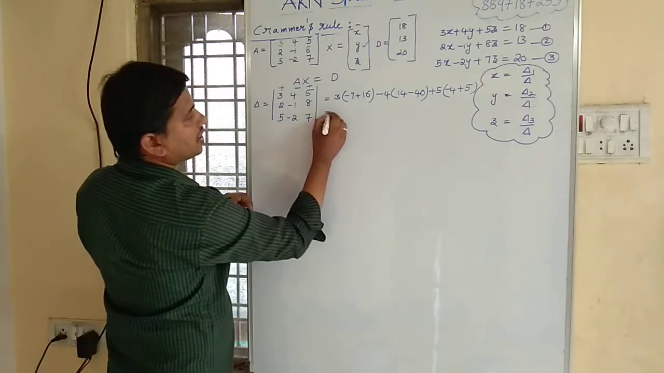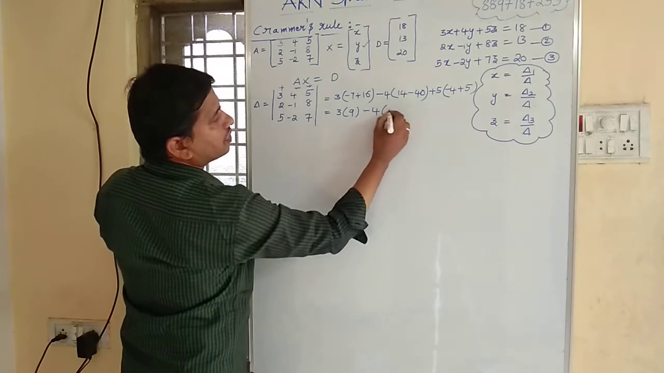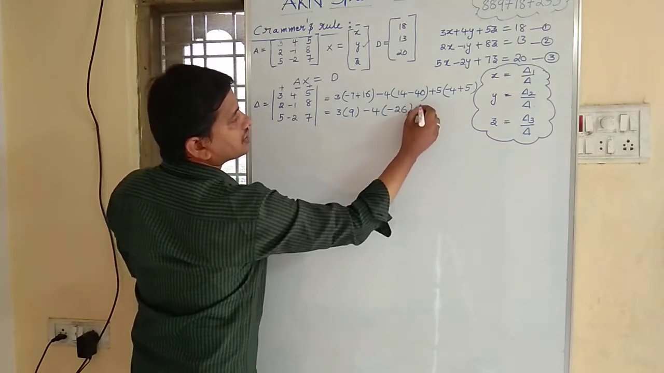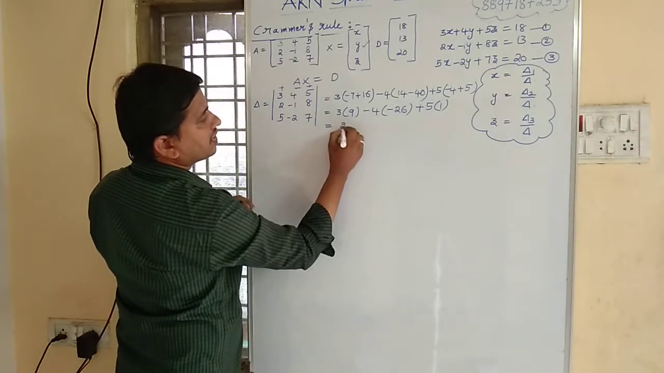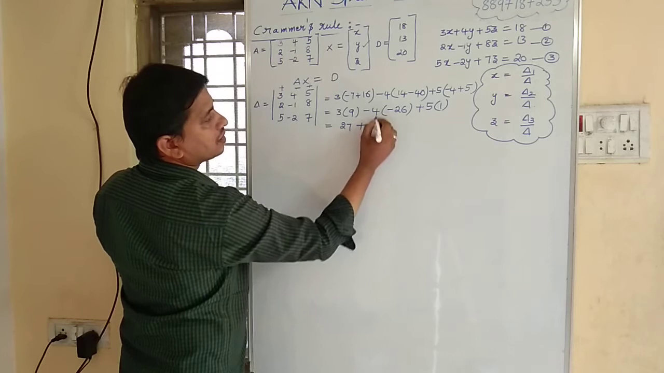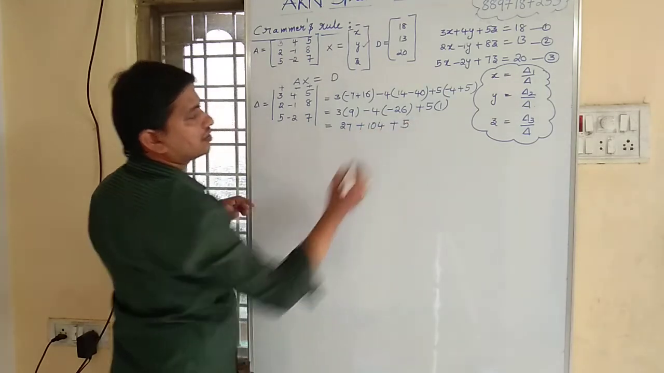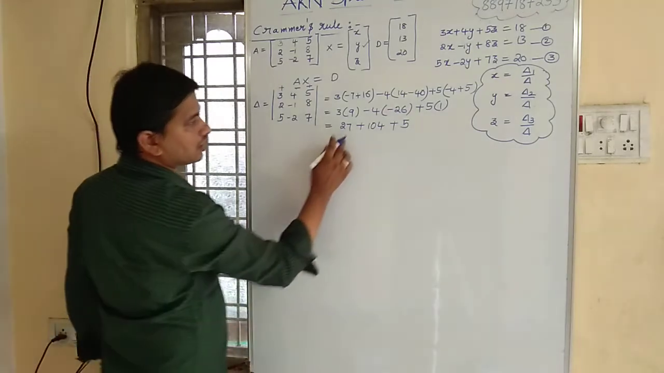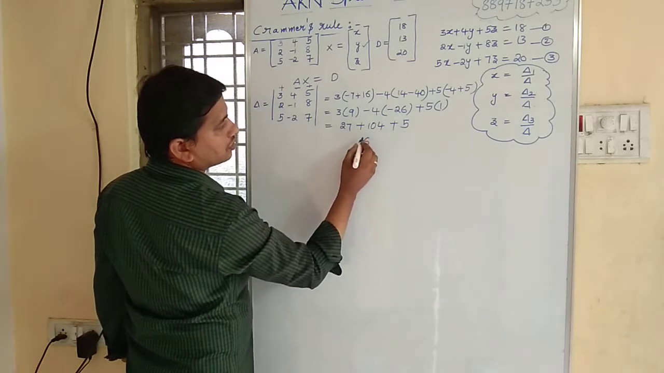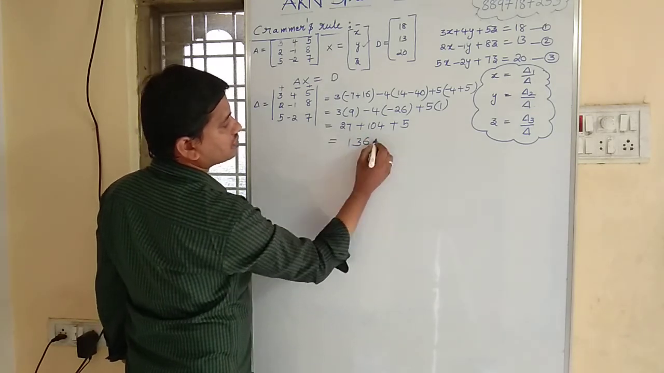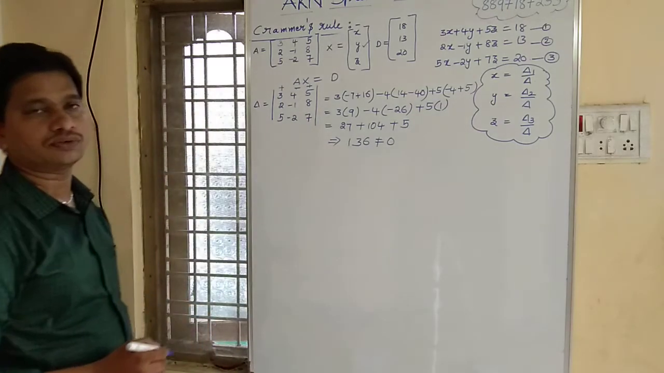Okay children, so 3 into 16 minus 7, 9; minus 4 into 14 minus 40, minus 26; plus 5 into minus 4 plus 5, 1. 3 times 9 is 27; minus into minus, plus 4 times 26 is 104; plus 5 times 1 is 5. Adding up, that is 136. So what is delta? The delta value is 136, which is not equal to 0.